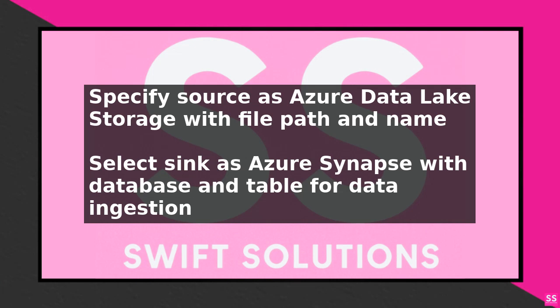After specifying the source and sink, you will need to specify the mapping. The mapping specifies how the data from the source should be transformed and loaded into the sink. To do this, click on the Mapping tab and select the columns from the source that you want to map to the sink. Finally, click on the Deploy button to deploy the pipeline.